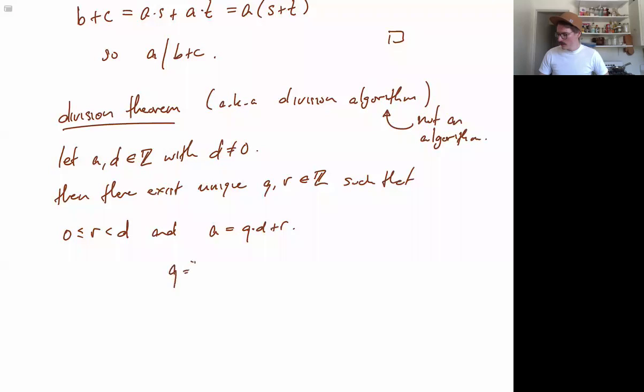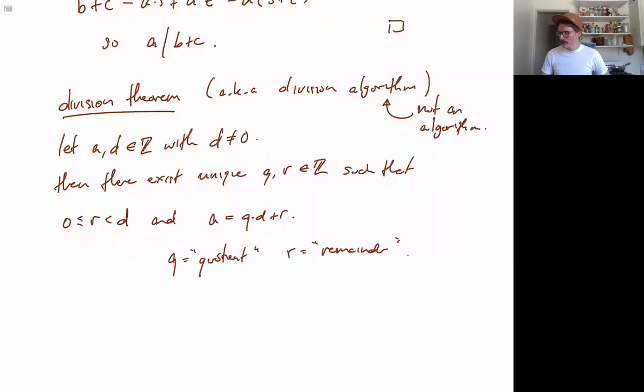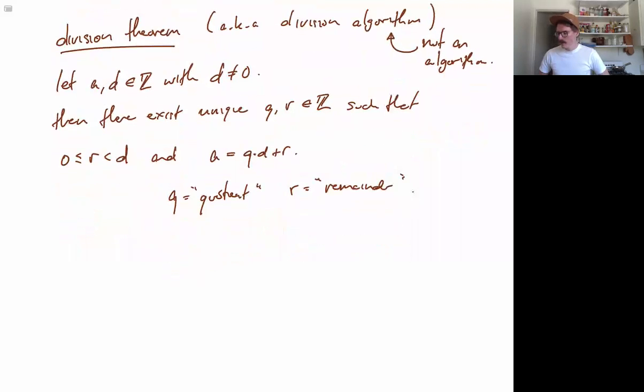So q is the quotient, and r is the remainder. This is why we're using q and r. The proof of this is not too hard. I will make that an exercise as well, but I will give a little clue as to maybe what is a good way to do it. But instead, let's talk through some examples.